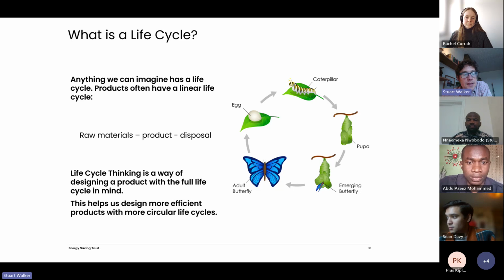It's about thinking, if we use certain raw materials to make it, if we make it in a certain way, how will that then affect the later stages of the life cycle? For example, if we make something from a mixture of materials that are very amalgamated together in a way that makes them very difficult to separate, then that has an impact at the end of life when we try to dispose and recycle those materials.